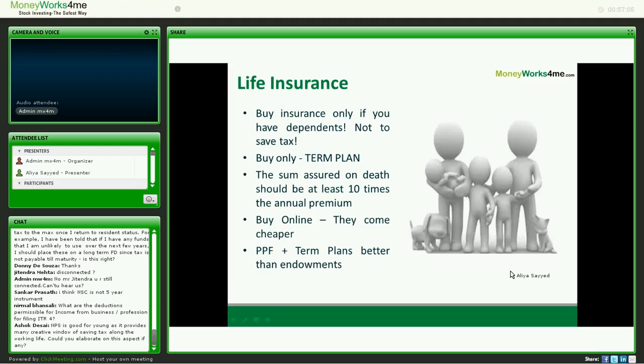Since this is not an insurance session, I will not go into details on what an endowment plan is. But do remember that the best option for life insurance is a term plan, and you should stick to that. And like I said, instead of buying ULIPs, you'd rather buy good performing, high return giving mutual funds, and term plans separately.